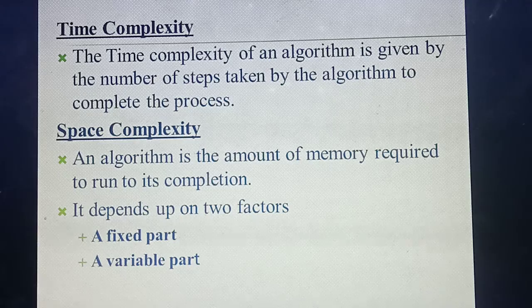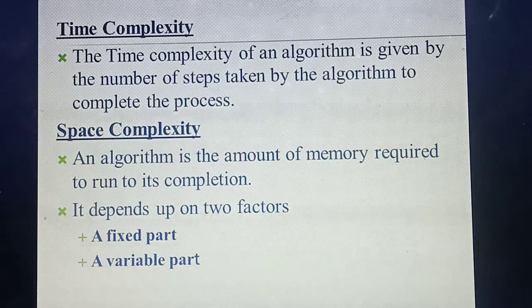The same thing, if you are going to add 50 numbers or 60 numbers, will you write only 3 steps to complete adding 60 numbers? No. It will require some more steps to complete. So based on how many steps you are taking, you calculate the time complexity. Understood? Okay. Next one is space complexity.